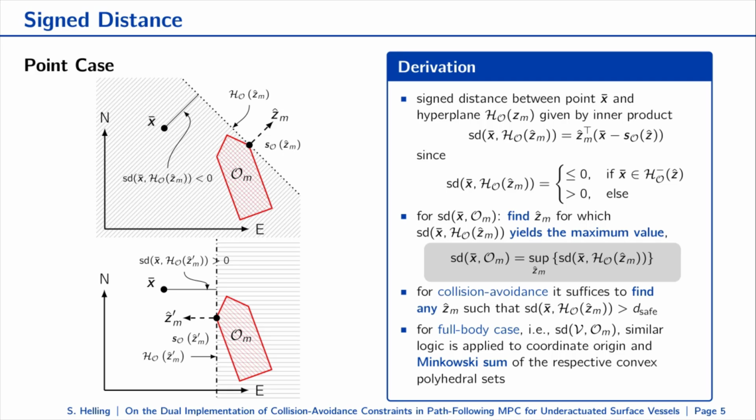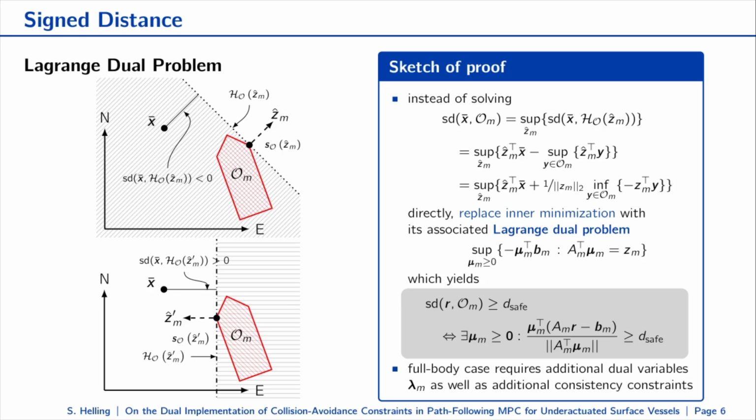Thus, one would need to find the direction z where the above-mentioned inner product yields the largest value. For collision avoidance, though, it suffices to find any direction z, such that the signed distance is larger than a user-defined safety distance. Now at this point we derived an expression for the signed distance as a maximization problem.